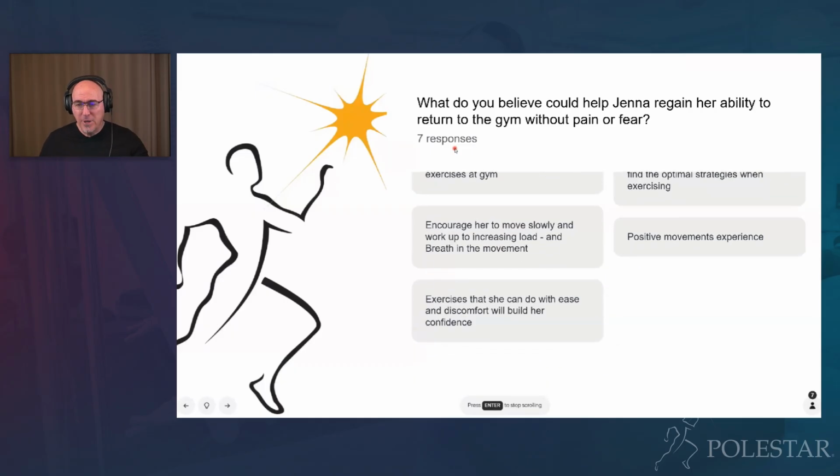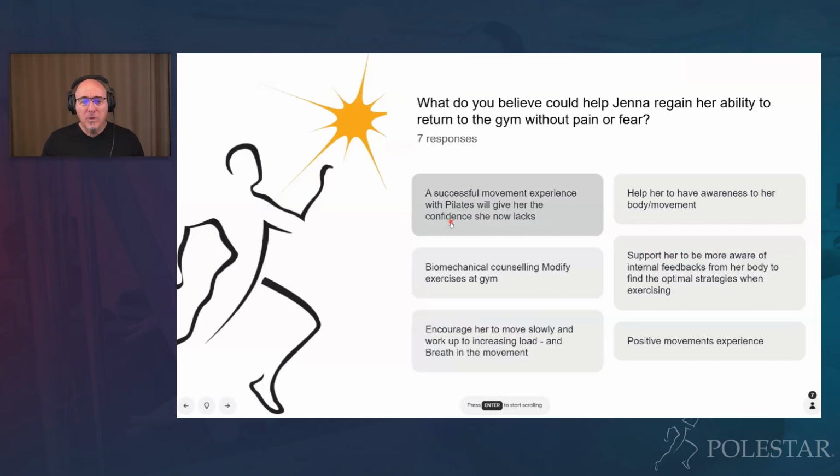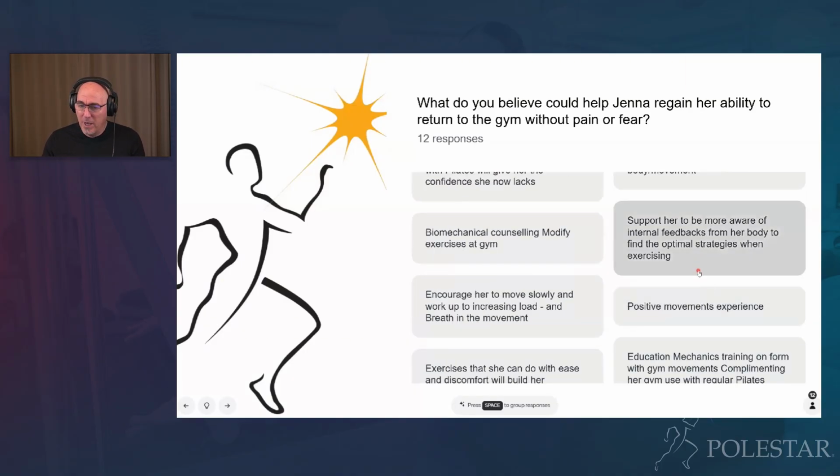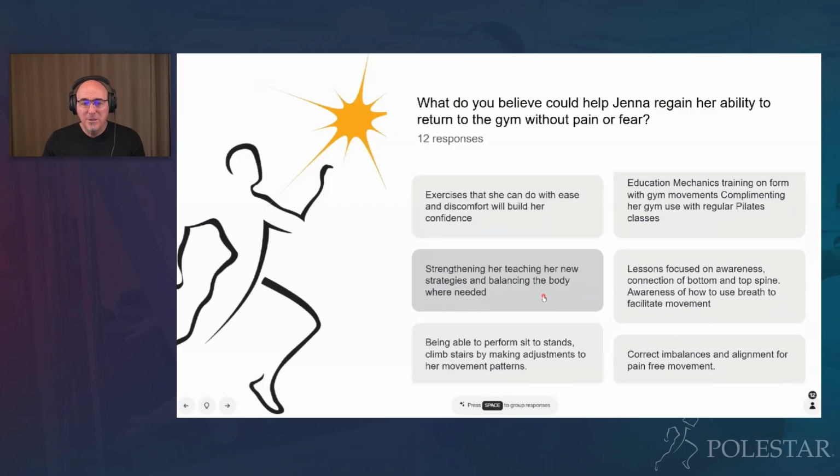All right, let's see what you guys are saying. Successful movement experience. Yes, with Pilates will give her the confidence she now lacks. Biomechanical counseling. Love it. Encourage her to move slowly and work up to increase load. Good, graded load. Oh, you guys got all the right answers. Help her to have awareness of her own body, right? So her own internal locus of control, super important. Support her to be more aware of internal feedback. Yep. Positive movement experience. Very good. Strengthen her, teaching her new strategies. Yes. So behavioral change.